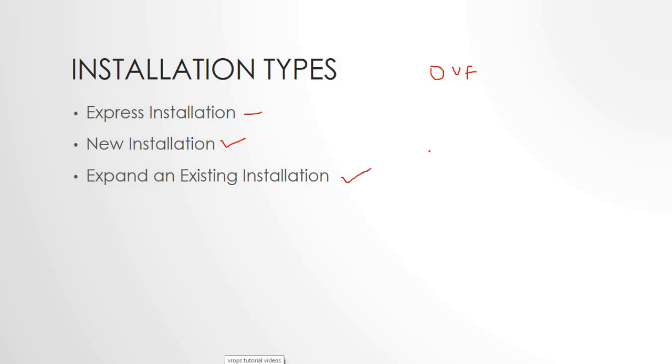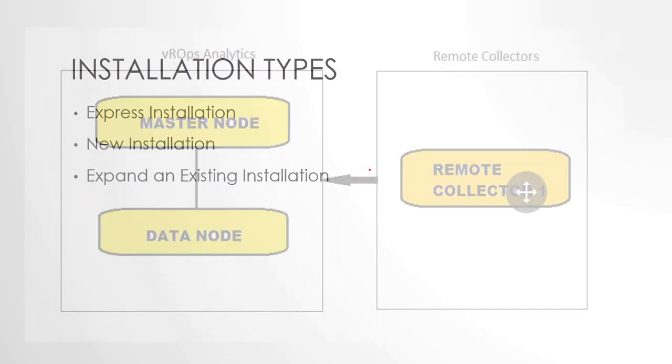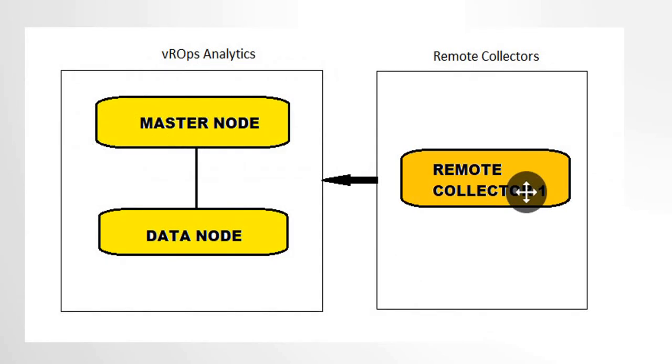And this is the third option. Use this to add nodes to the cluster after the first node has already been configured. We will go through the process of deploying a fresh vROps instance and perform some initial configurations to make it ready for use. I'm going to deploy a master node, a data node, and a remote collector for my vROps Manager cluster in this video.